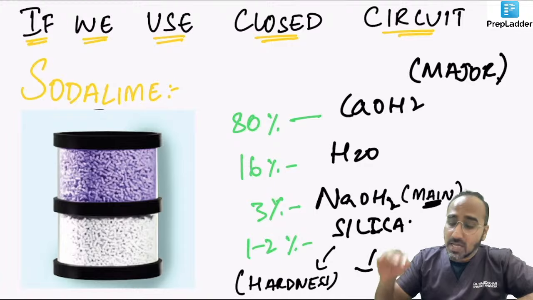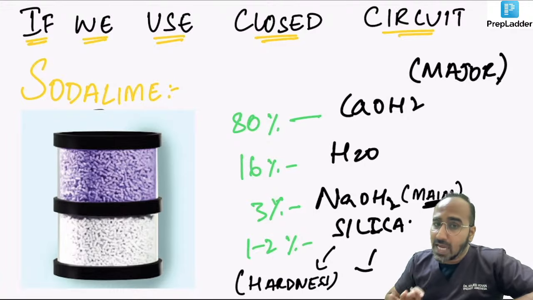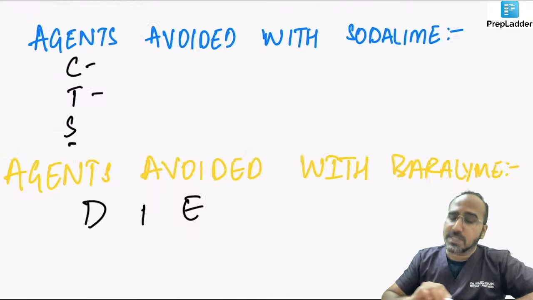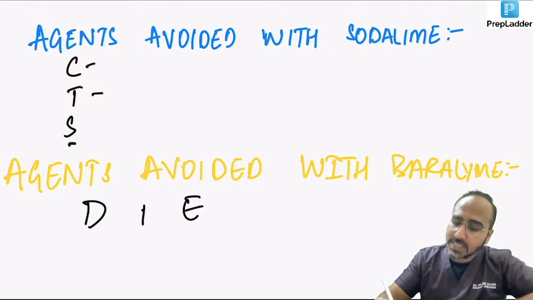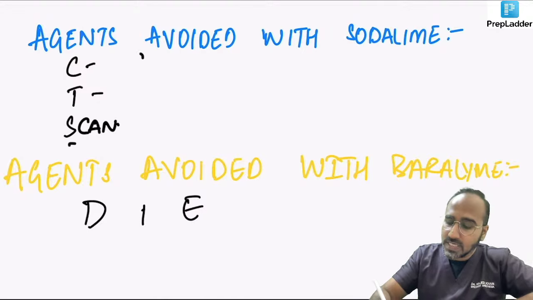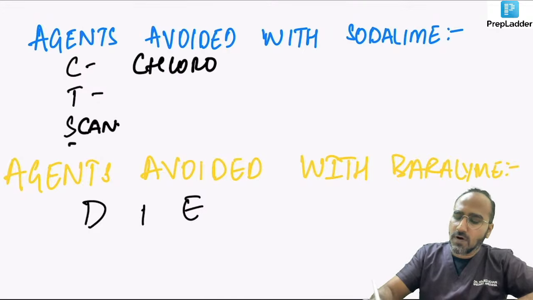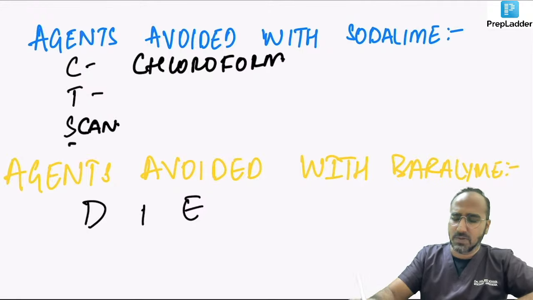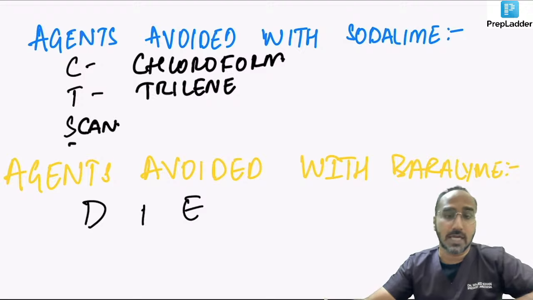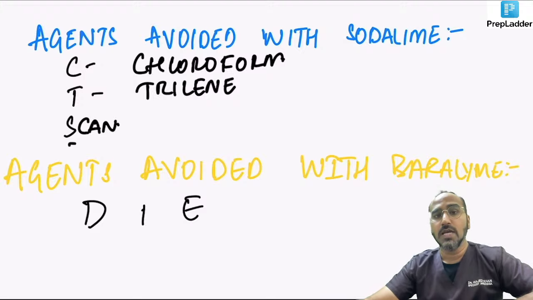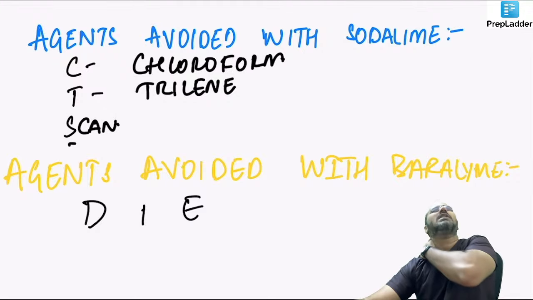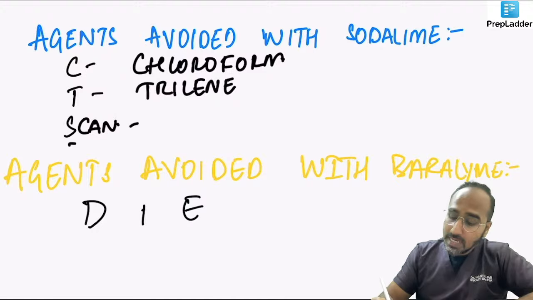Okay, now guys, whenever you are using soda lime, 3 agents should never be used. 3 inhalational agents should be absolutely avoided with soda lime. What 3 inhalational agents? CT scan agents should be avoided with soda lime. C stands for chloroform. Chloroform, we are not even using nowadays, okay. T stands for trilene. Trilene can form phosgene and triacetylene, which can cause ARDS, so we are not using it.